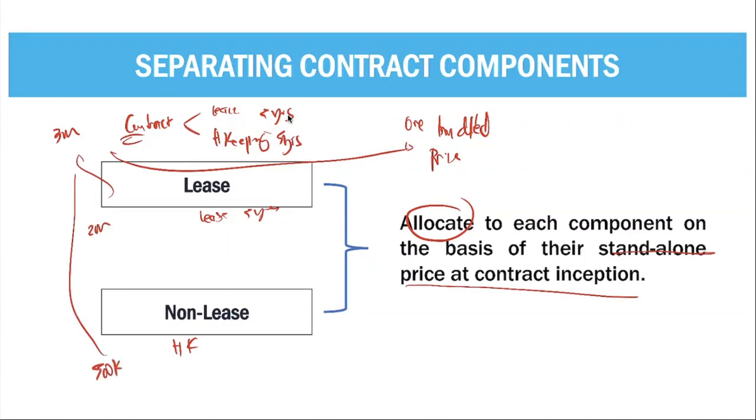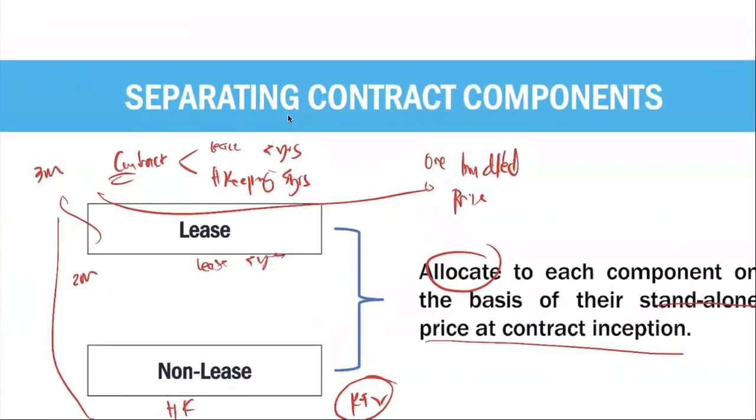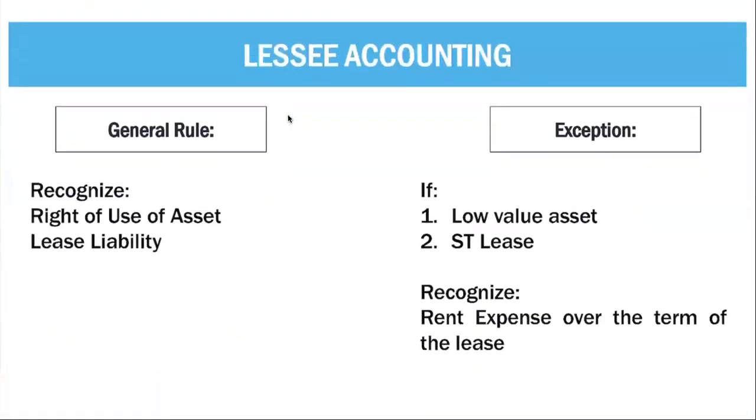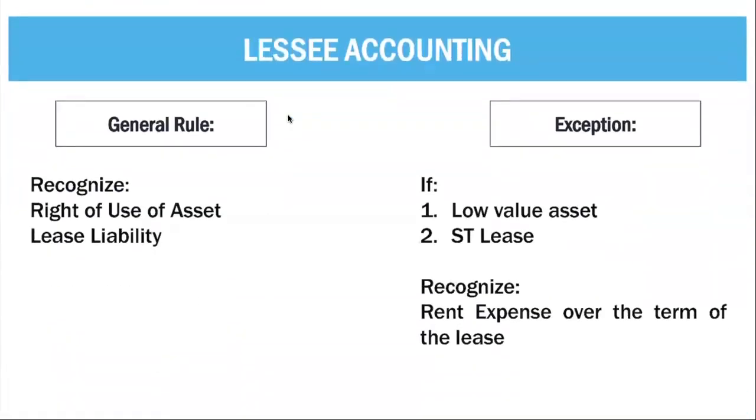Okay, how will you allocate that again? You allocate it using the relative fair value method. If you still remember the allocation using relative fair value. So in case there is a bundled contract, you need to separate it into lease and non-lease components. Now we go to your first accounting, lessee accounting.